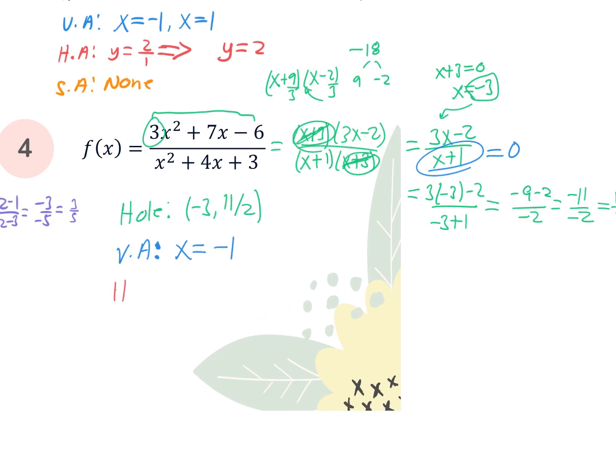To find the horizontal, what you're going to do is look at the original, look at our leading coefficients if the degrees are the same. In this case, they are, the 2 and the 2. So that means I'm going to have y equals 3 over 1, which is just y equals 3. And if there's a horizontal, there's no slant.